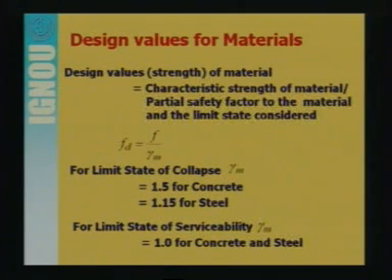Now, for the limit state of collapse, this value gamma m is equal to 1.5 for concrete and 1.15 for steel. As I just told you, this varies for different materials. Also, for the limit state considered, it changes. Here we have taken the limit state of collapse. For the limit state of serviceability, gamma m, the partial safety factor for the material, we take as 1 for concrete as well as for steel.